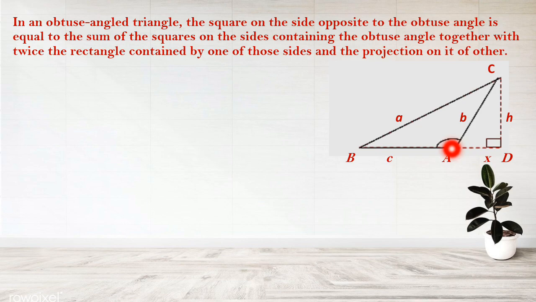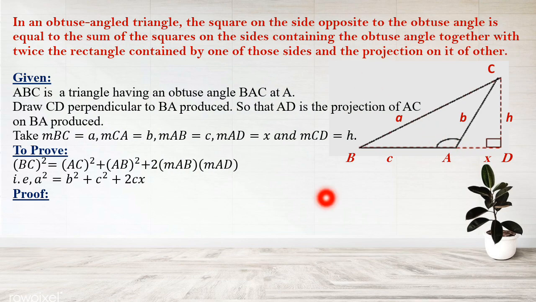So okay students, let's write a given and two proofs so that the concept will be clear to you. We are given ABC is a triangle, which is an obtuse angle triangle, and its obtuse angle is BAC at point A. The next one is draw CD perpendicular to this side BA produced, so that AD, now students, you can see that this AD is the projection of AC on BA produced.